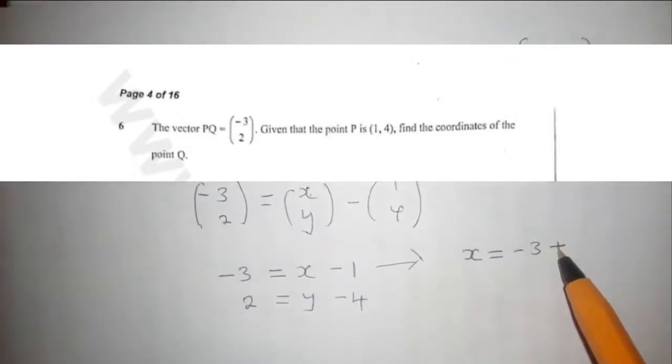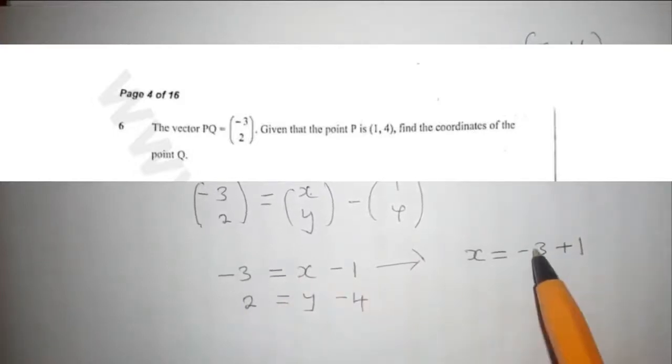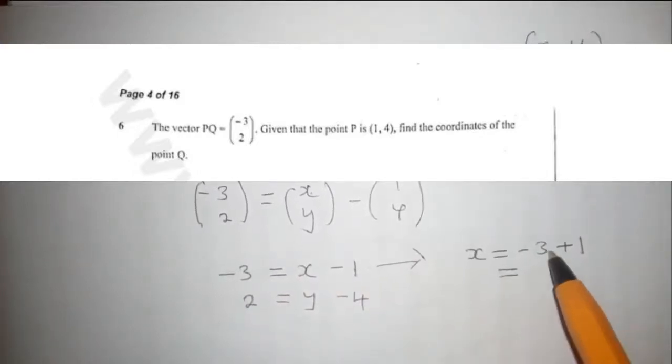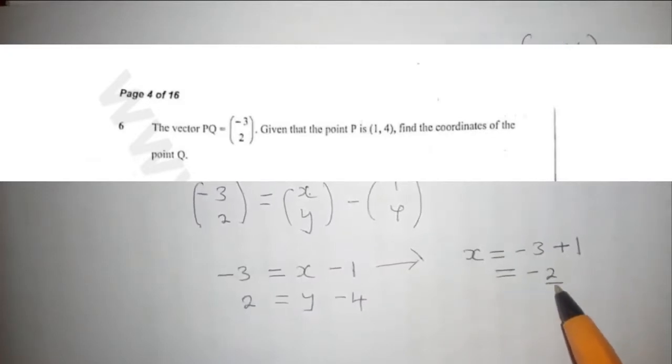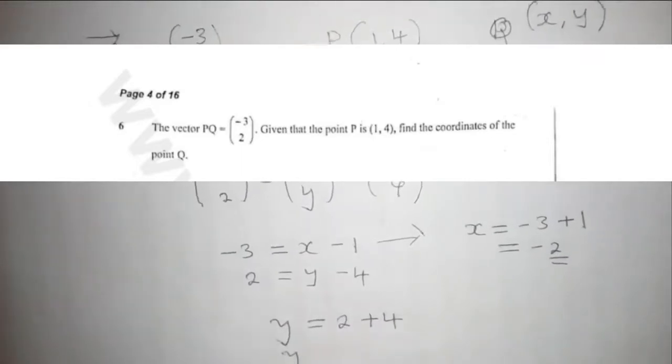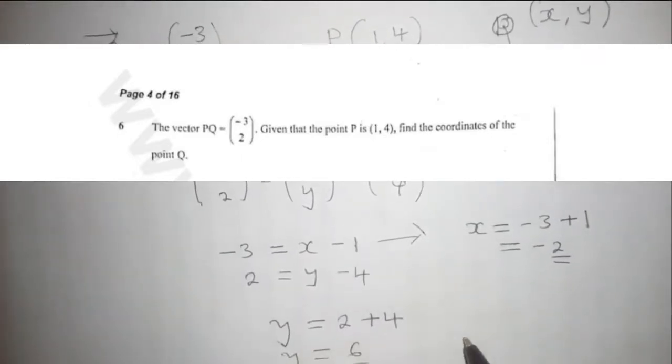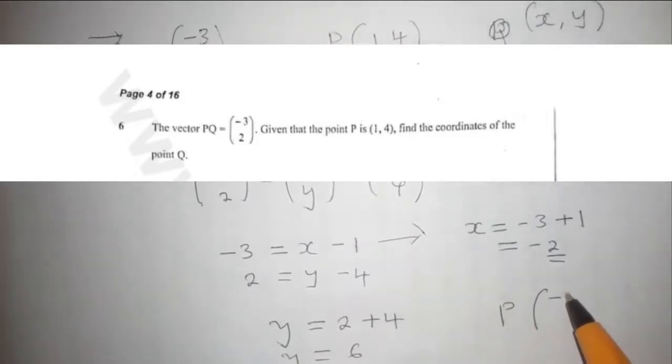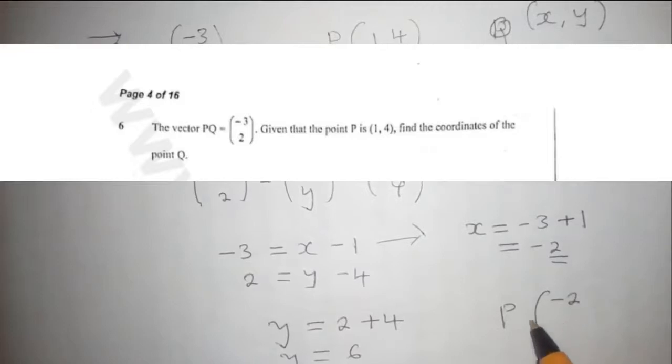negative 3 plus 1. When we solve, we have negative 2. So our x is equal to negative 2. We go to y. We have y is equal to 2 plus 4. When we work it out, you'll find that our y is equal to 6. So meaning the point Q is negative 2, 6 here. So this is our point.